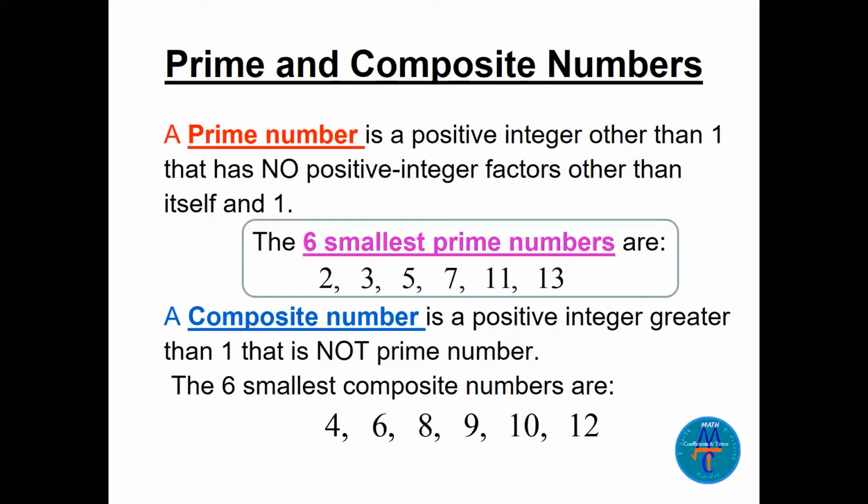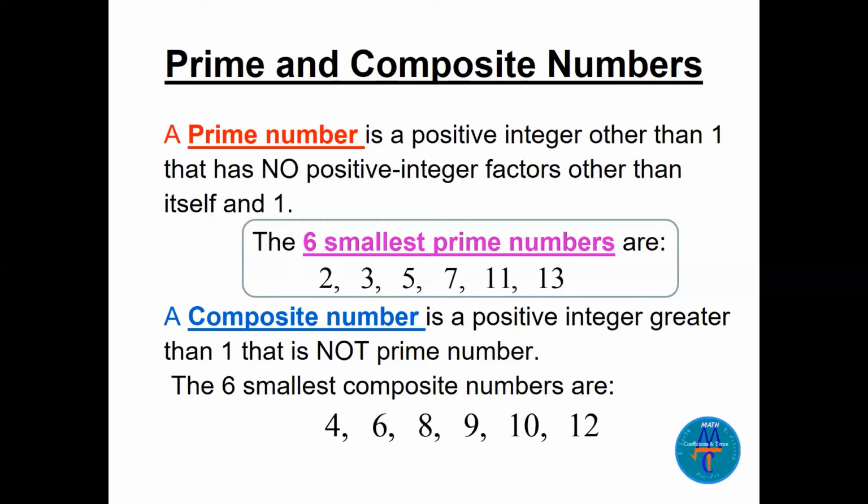So the factors of 5 are 5 and 1. The factors of 7, 7 and 1. The factors of 11, 11 and 1. The factors of 13, 13 and 1. I mentioned here the 6 smallest prime numbers: 2, 3, 5, 7, 11, 13. You can find the other numbers after 13.